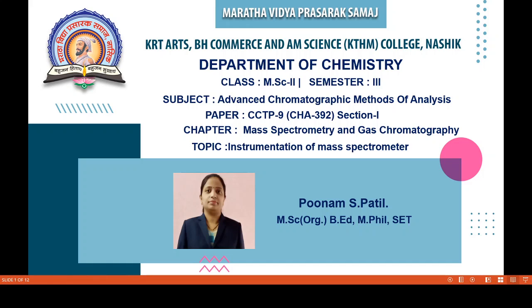In the previous lecture, we have seen the introductory part as well as basic principles of mass spectrometry and ionization techniques in mass spectrometry. This part we have seen in the previous lecture. So in today's lecture, we will see the instrumentation of mass spectrometer.